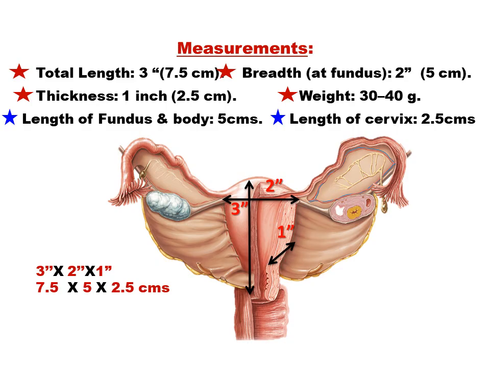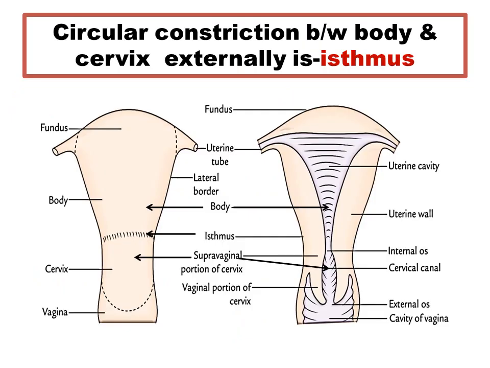A simple way to remember the measurements of the uterus is 3 inches into 2 inches into 1 inch, or in centimeters 7.5 into 5 into 2.5 centimeters. That is the length, breadth and thickness. A circular constriction between the body and the cervix externally is the isthmus. Internally, it represents the internal os. Internal os is therefore a communication between the body and the cervix.